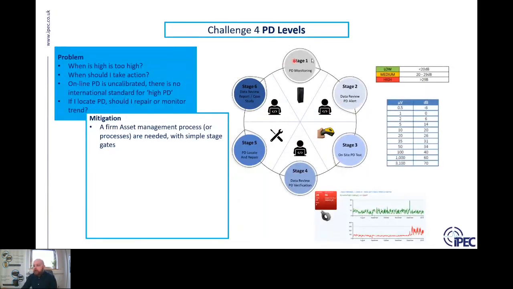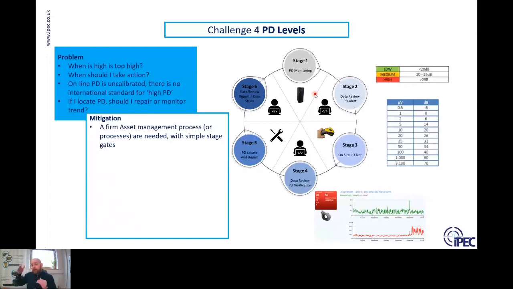Very simple process, does not need to be too complex, but you need very simple guidelines to know what you do at different stages. So regardless of what source of information you use to decide if something's low, medium, or high, and decide if you move on to the next stage of location and maybe the next stage of repair, you need some sort of process written out and drawn out.